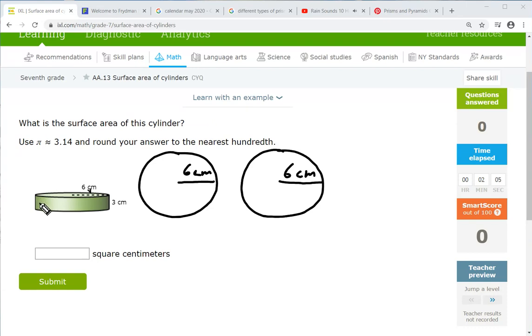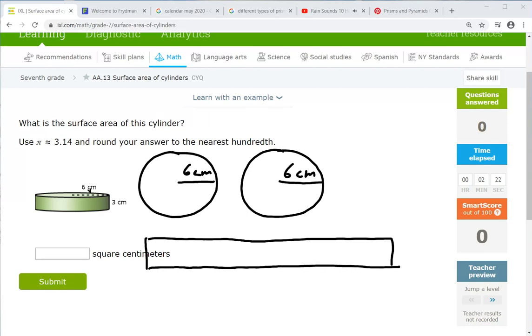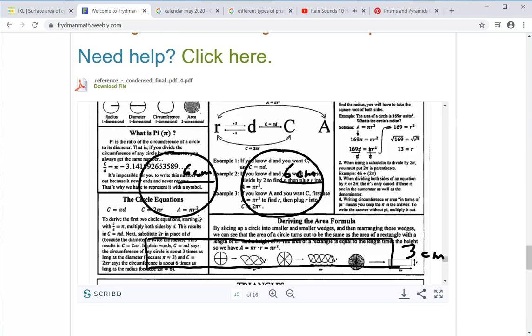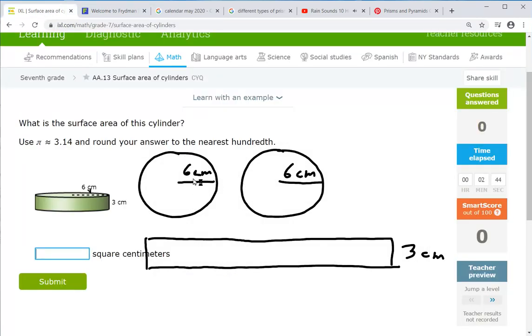Then, if we were to unravel this, we would get a rectangle where the height is 3 centimeters. And the length would actually be the same as the circumference of the circle. So I'll come back to that in a minute. Right now, let's use our pi r squared formula to find the area of each of these circles, which are the same.